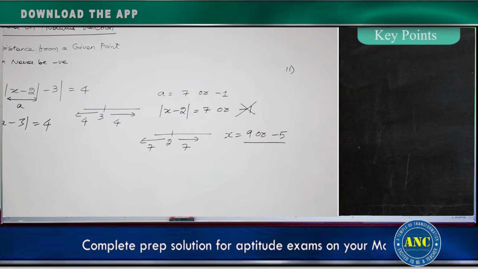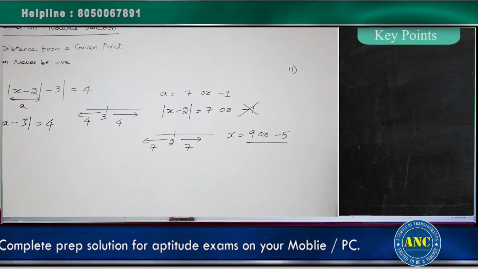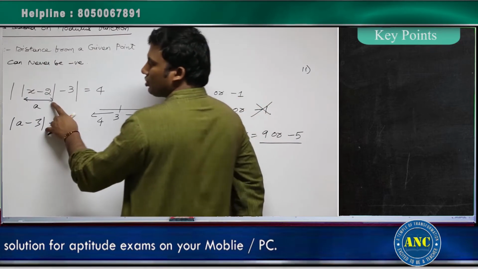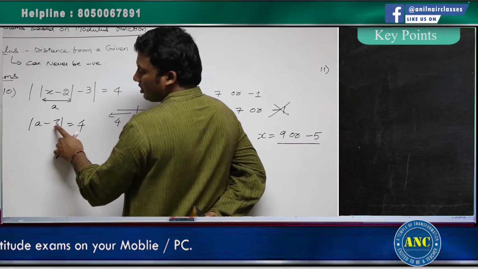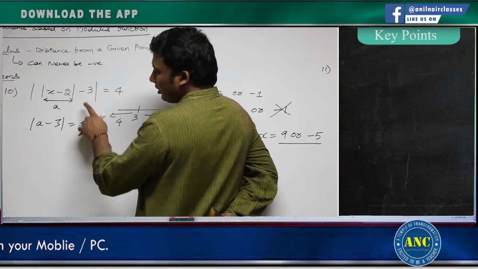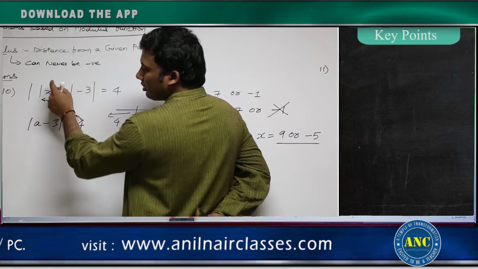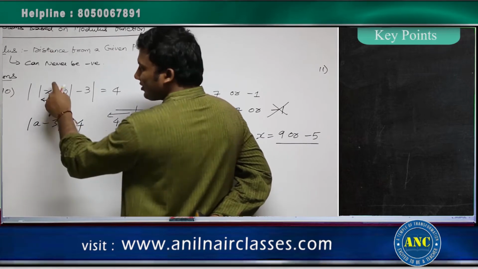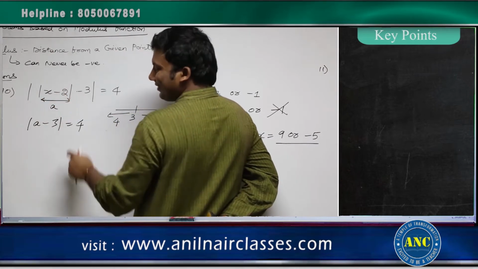11th one. This one is another concept. Mod x minus 2, I call it as A. Mod A minus 3 is at 4. The 3 is already there, right? What about the 2 set? Okay, this value I call it as A.